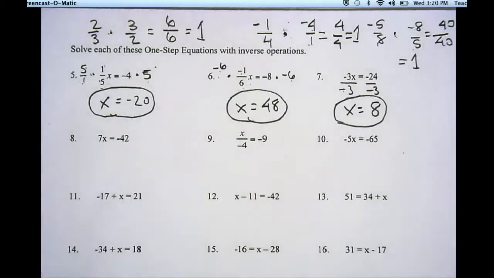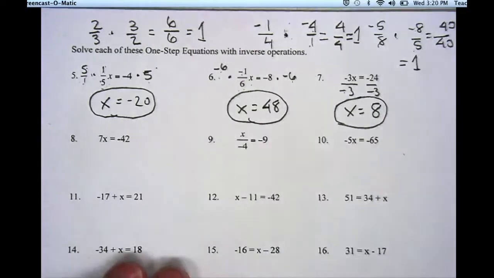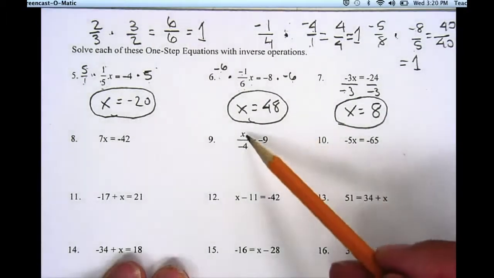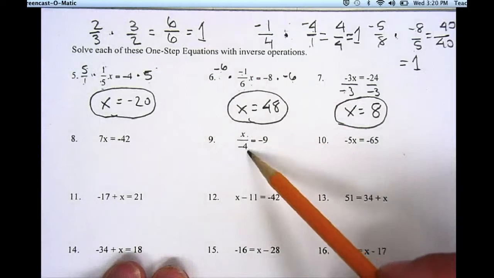Let's just do number 9, because you can probably do number 8 and 10, which are the exact same type of problems as number 7. So let's look at number 9 and see what we're doing here. On number 9, I have my variable x, and I'm dividing by negative 4. Well, I have to think, what's the opposite of dividing by negative 4?